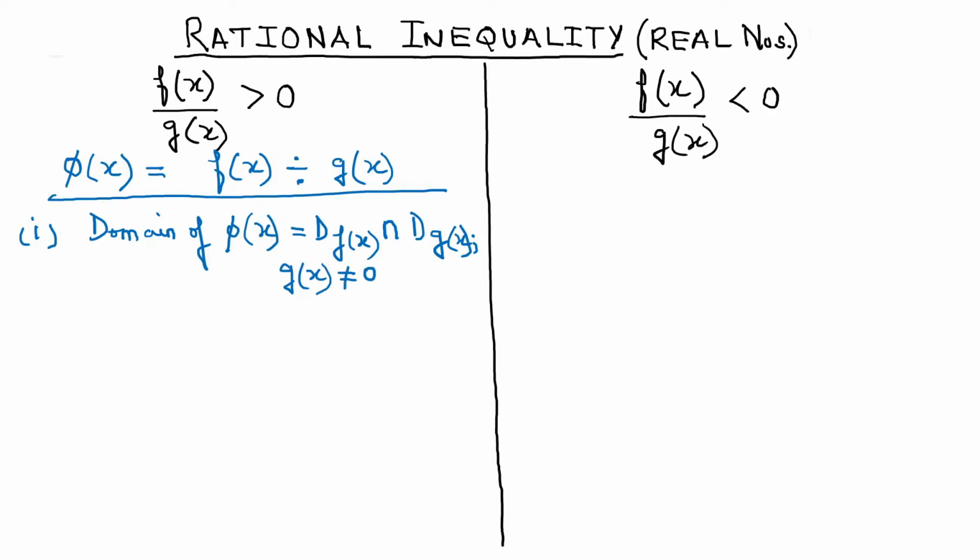Why? Because please try and relate, when we talk about real numbers, what are real numbers? Any real number that is written in the form of p divided by q, such that q is not equal to 0, and at the same time both p and q are integers. Okay, so this is the first thing that you're going to do. So the domain of phi(x) needs to be specified, which is nothing but domain of f(x) intersected with domain of g(x), union with g(x) should not be equal to 0.